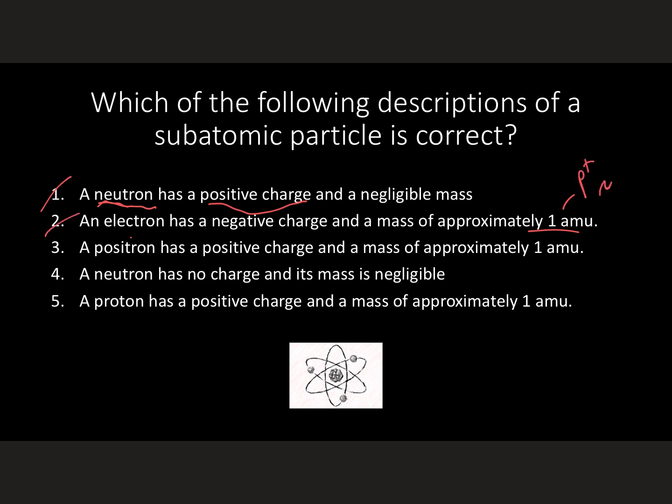So a positron, notice it says positron, has a positive charge and a mass of approximately 1 AMU. So positron is when we're dealing with radioactive decay, so that's not what we're looking for here. A neutron has no charge and its mass is negligible. No, because it's approximately 1 AMU. A proton has a positive charge, so far so good, and a mass of approximately 1 AMU, so the best answer choice here is number 5.